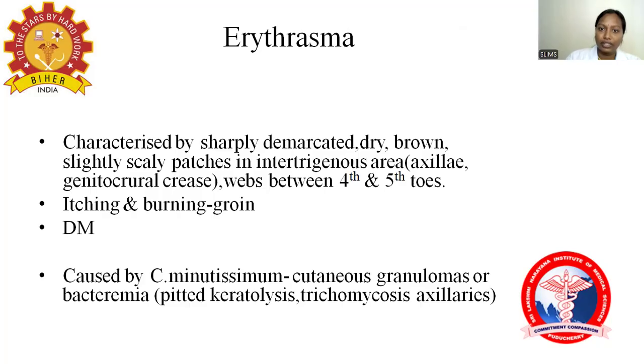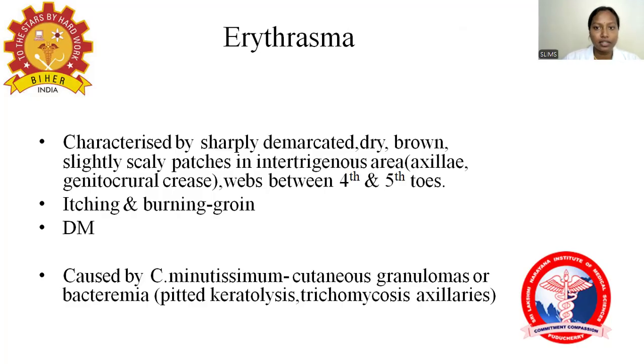So now we are going into rarer causes. Corynebacterium infection, we have some 3 to 4 diseases. First one is erythrasma. Erythrasma is characterized by sharply demarcated dry brown, slightly scaly patches in the intertriginous area like axilla, and the web space between the 4th and 5th toes. So the symptoms, it is usually asymptomatic. Rarely you can find itching and burning sensation also.